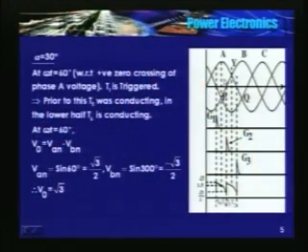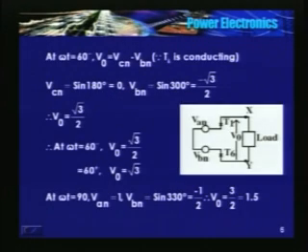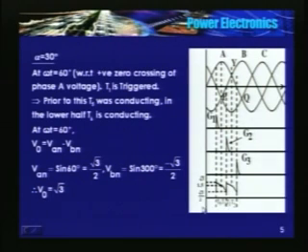So we are somewhere at this point, that is P. We will find that phase A is at the peak, that is sine 90. T6 is still conducting, so the instantaneous value of phase B is sine 330, that is minus half, so the output voltage is 1.5. Output voltage is 1.5.